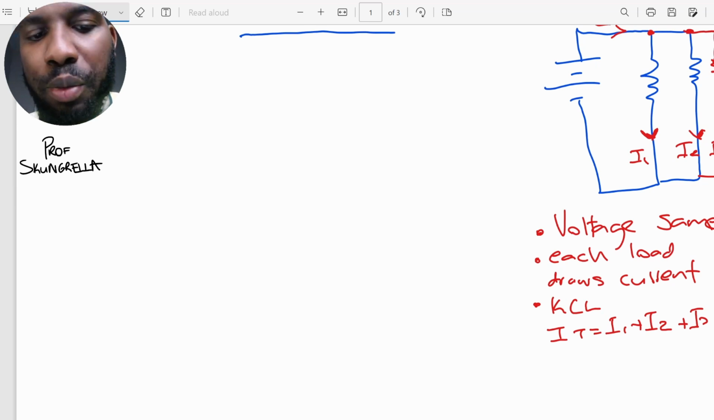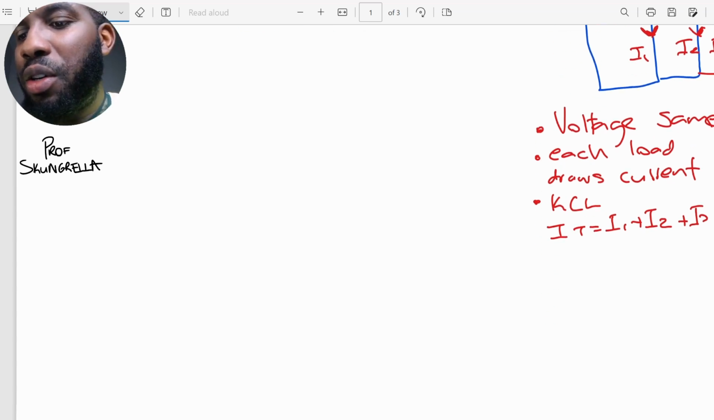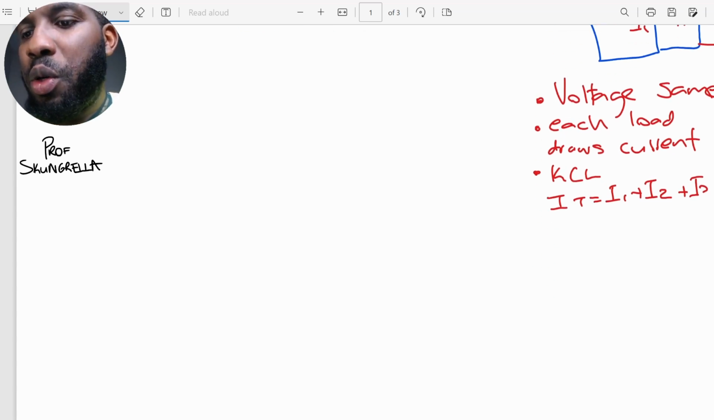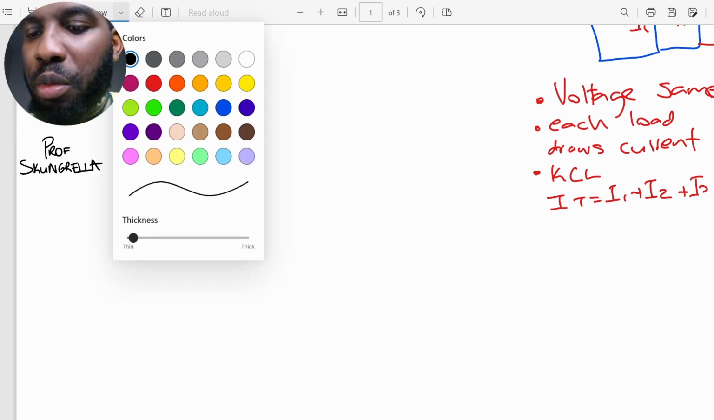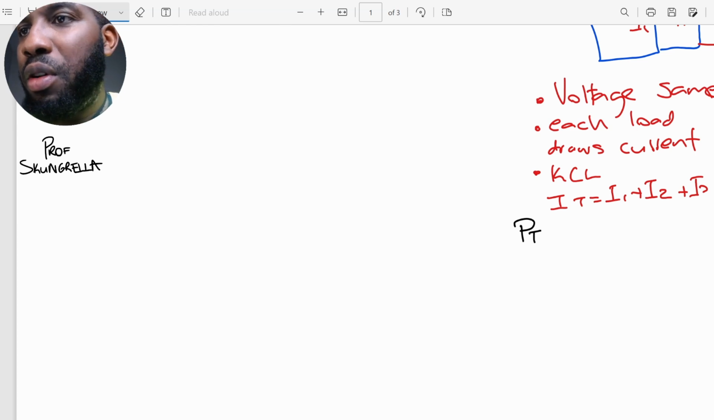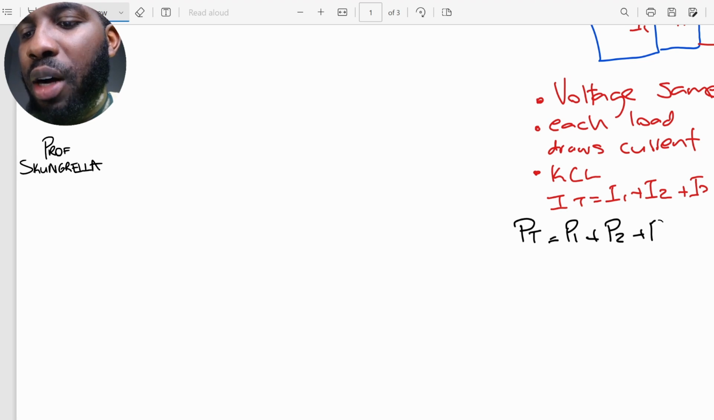Okay, the next thing we said about the parallel circuit was the power. The power in the parallel circuit is going to be equal to the power of all the loads. So it's going to be the power in R1 plus the power of R2 plus the power of R3, plus whatever. All right, then we said the resistance in a parallel circuit, we cannot calculate the resistance straightforwardly.